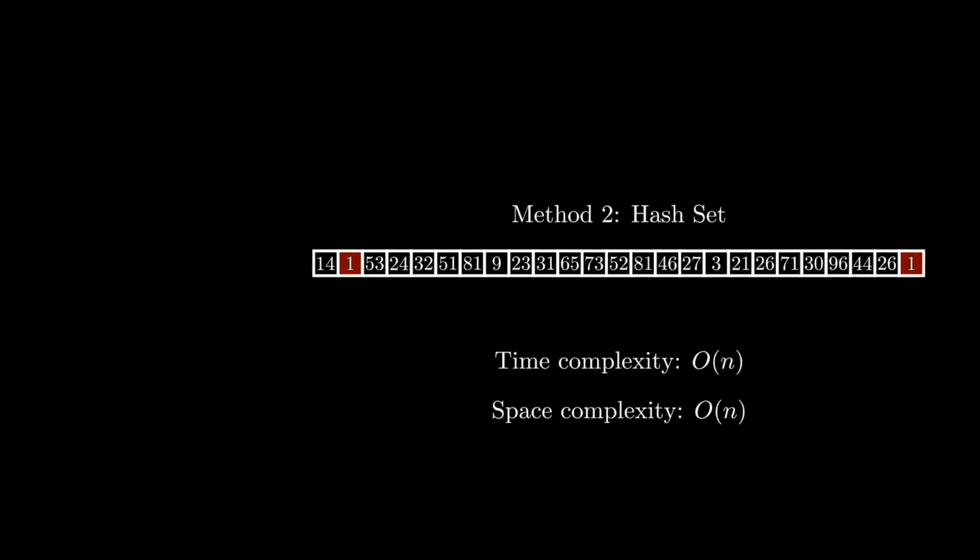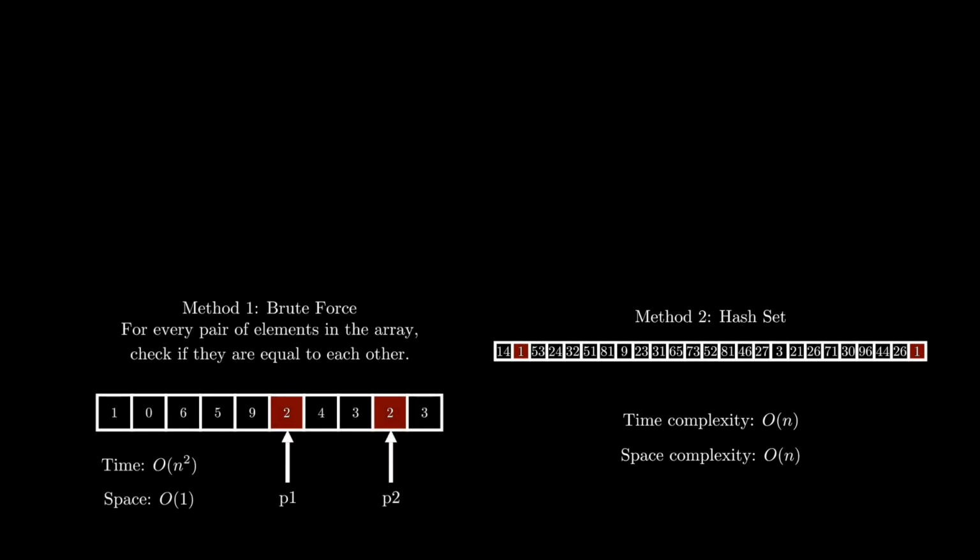So, we've seen the brute force solution and also the hash set solution to solve this problem, and we've seen the big O time and space complexities for each. The brute force method takes O of n squared time, but only takes O of 1 space. The hash set solution only takes O of n time, but it takes O of n space.